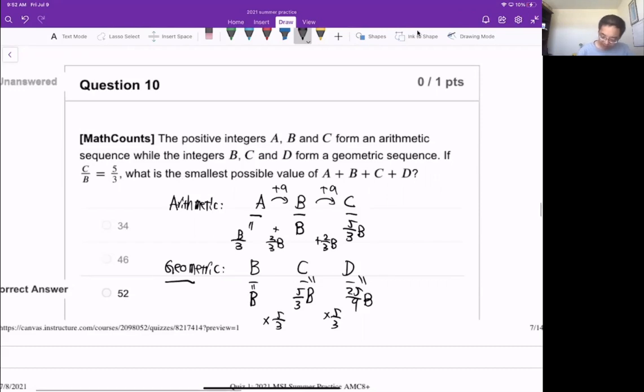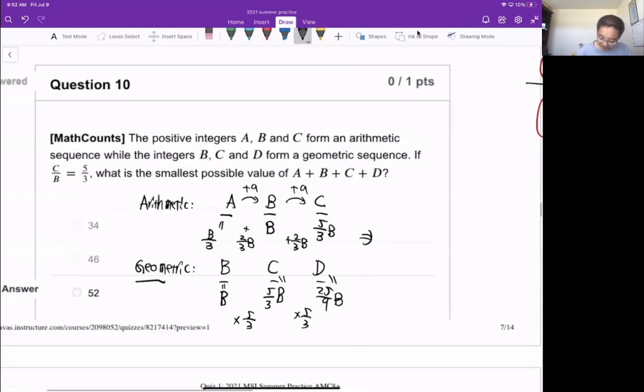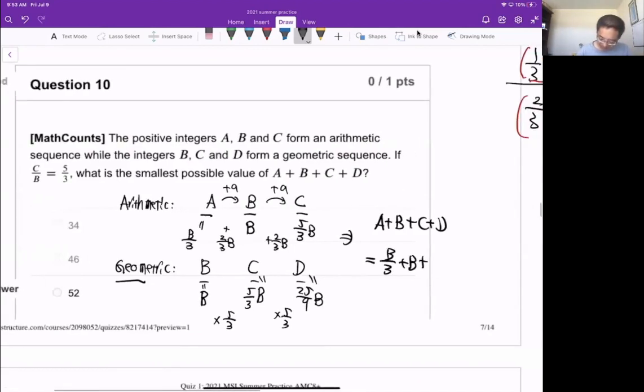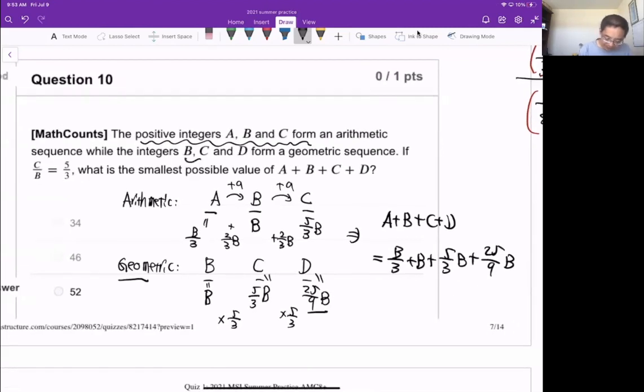Okay, all right. So from here we deduce a plus b plus c plus d. We can express this in terms of b, and this is b/3 plus b plus c, c is 5/3 b, plus d, d is 25/9 b. Now what we know is that a, b, c are all integers, and b, c, d are also integers. So all a, b, c, d are integers.